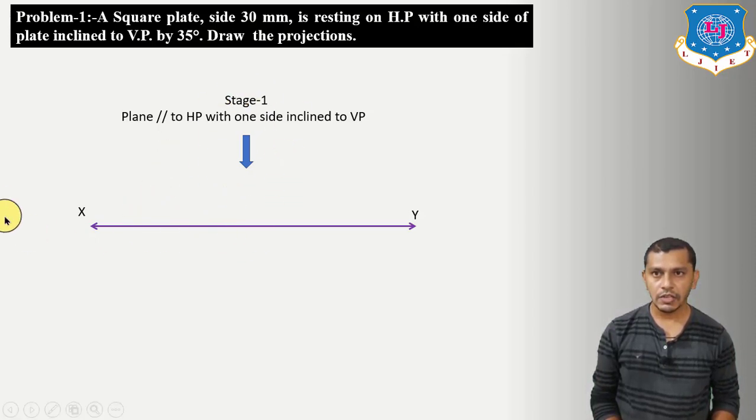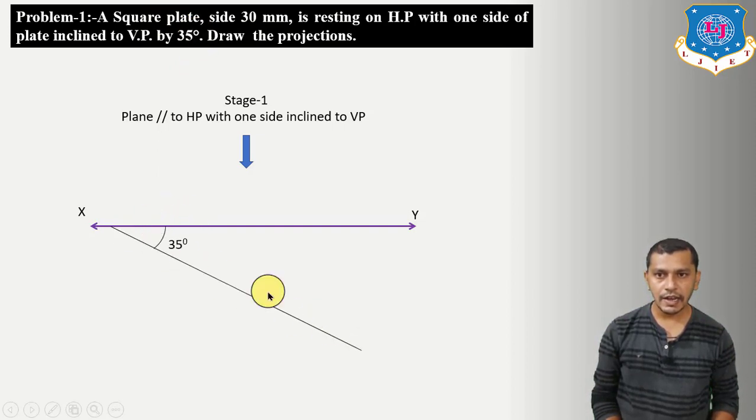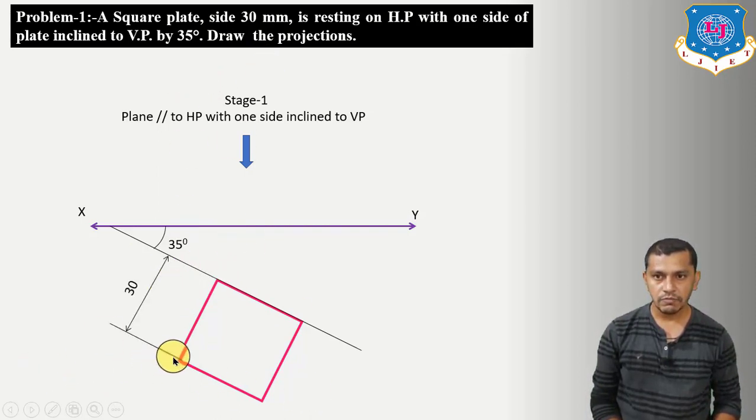So let's try to draw the plan of the square plate having side length 30 mm, where one of the sides is inclined at an angle of 35 degree to the vertical plane. First of all draw a line inclined at an angle of 35 degree, which shows the angle of inclination with the vertical plane. Now on this line we have to take one side of the square plate, and draw a square having side length 30 mm. So this will be our corners A, B, C and D.